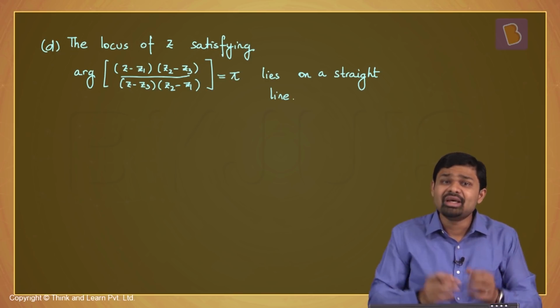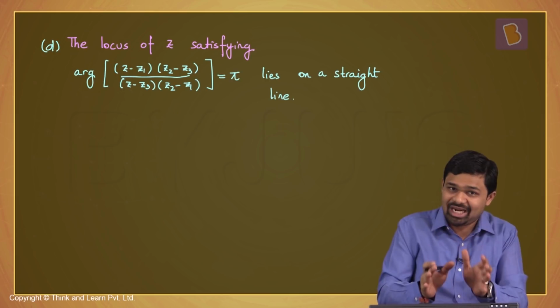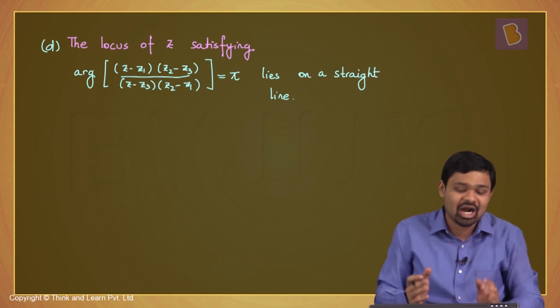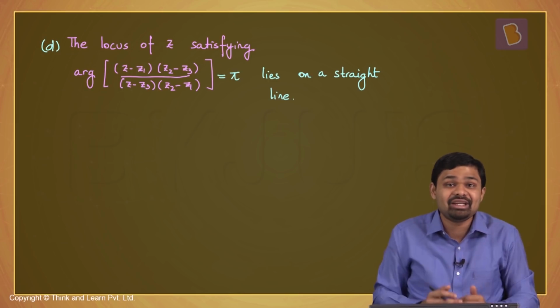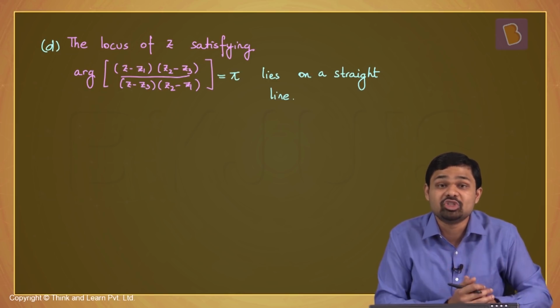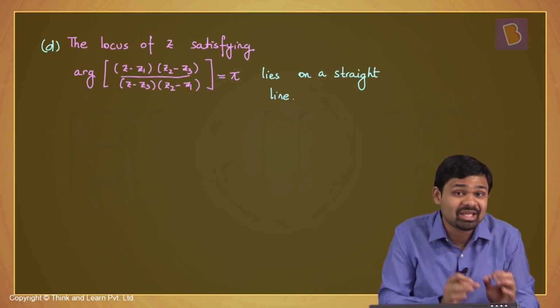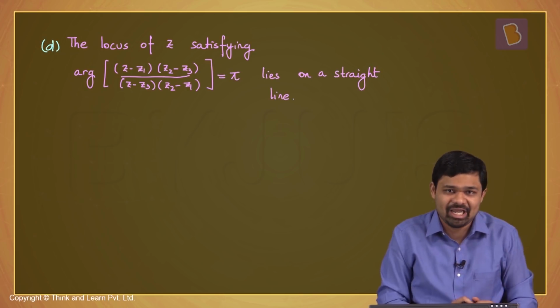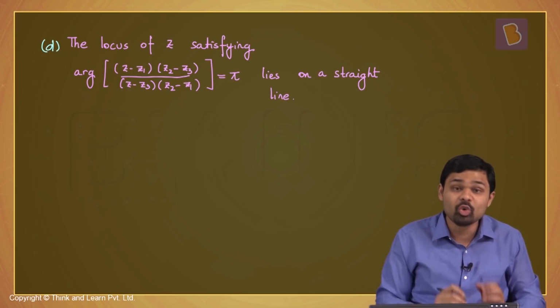In the question, what has been asked is the locus of a complex number z which satisfies this particular statement, that is the argument of z minus z1 into z2 minus z3 divided by z minus z3 into z2 minus z1 is equal to pi. And so this complex number z lies on a straight line. Actually a very simple question if you visualize it and do it in the right way.